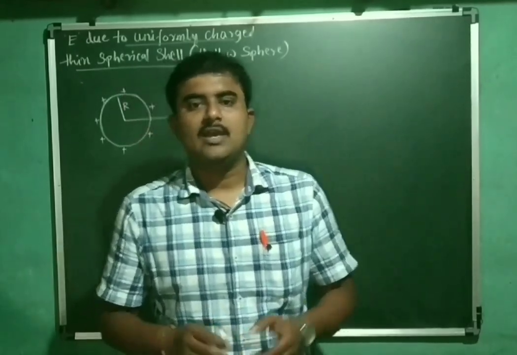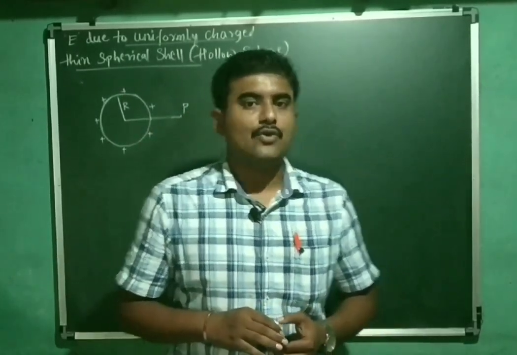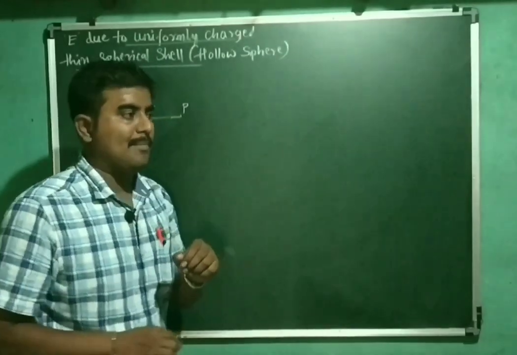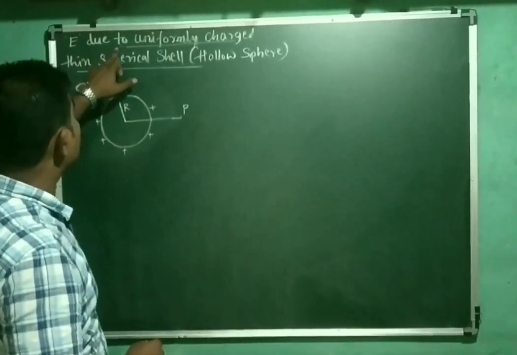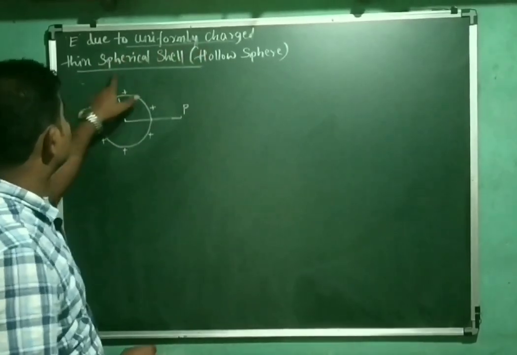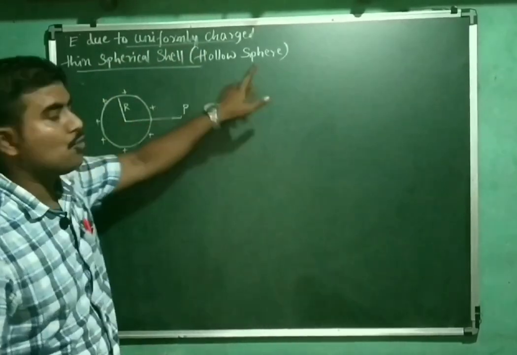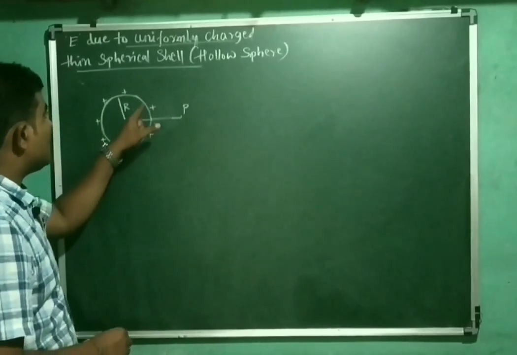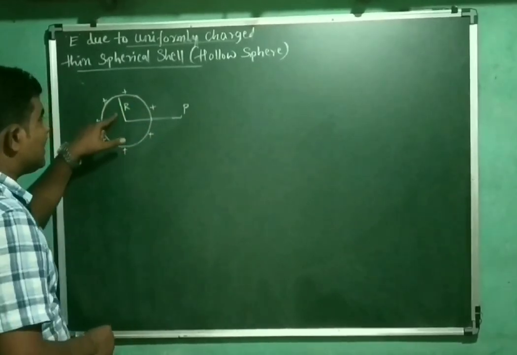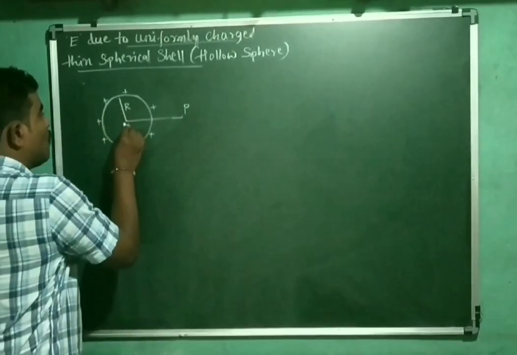In today's discussion we are going to discuss one more important application of Gauss law, and that is the electric field intensity due to a uniformly charged thin spherical shell, or you can call it a hollow sphere also. For this case I have considered a hollow sphere whose radius is R and center O.